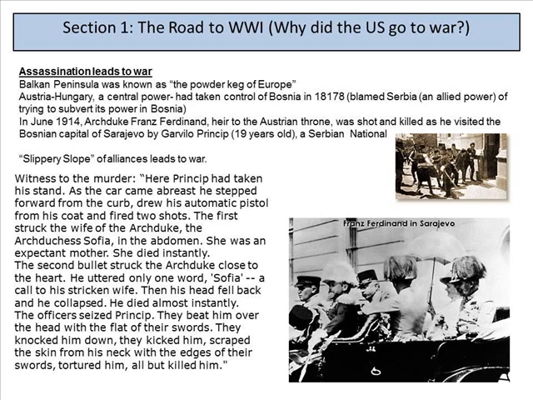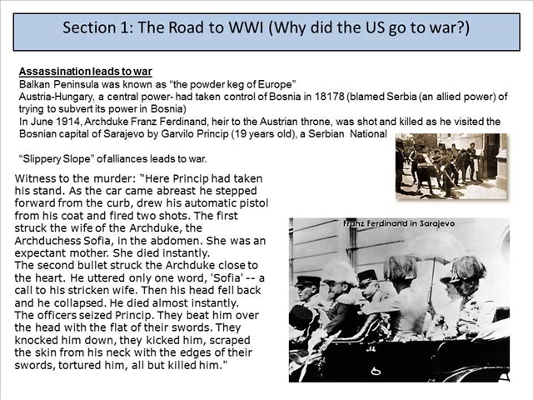Here we have the assassination that was discussed in that second slide. The Balkan Peninsula was known as the powder keg in Europe. That area means that it is going to explode at any time, a powder keg. Austria-Hungary, a central power, had taken control of Bosnia and blamed Serbia, an allied power, of trying to subvert the power in Bosnia.